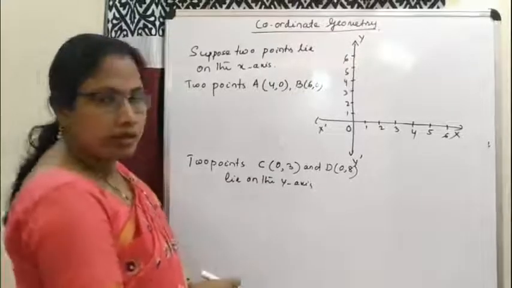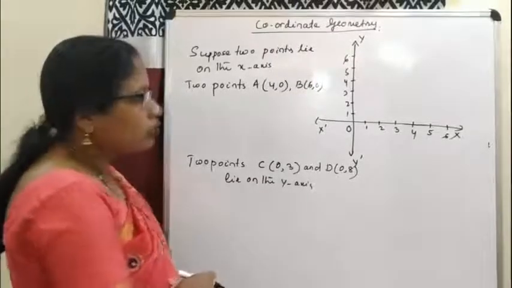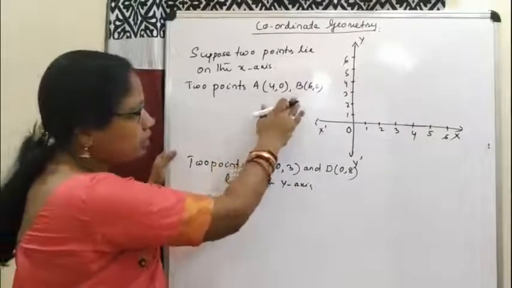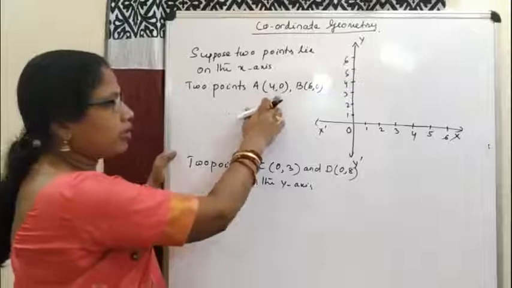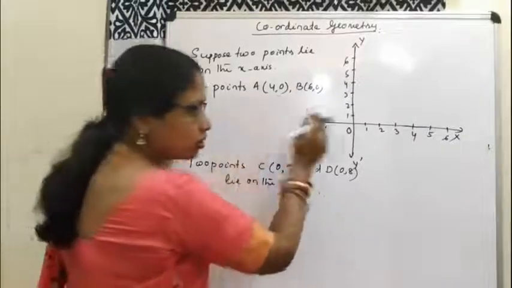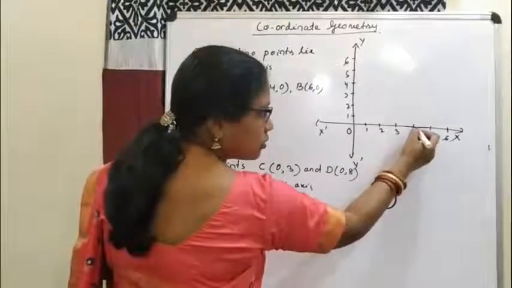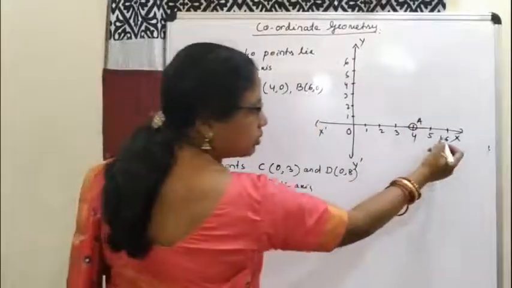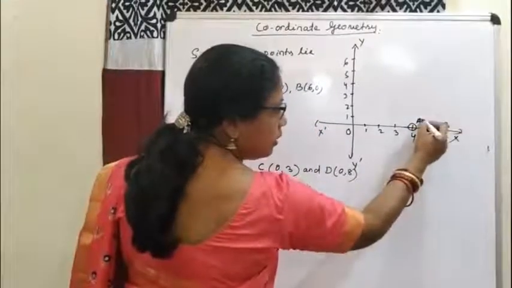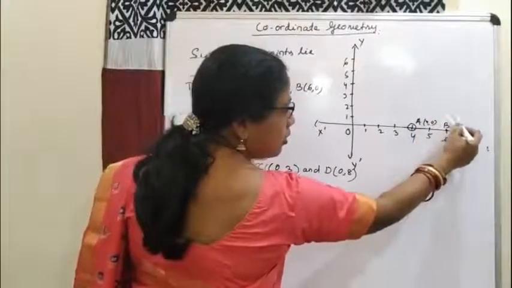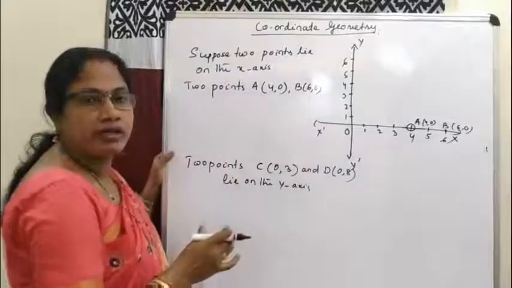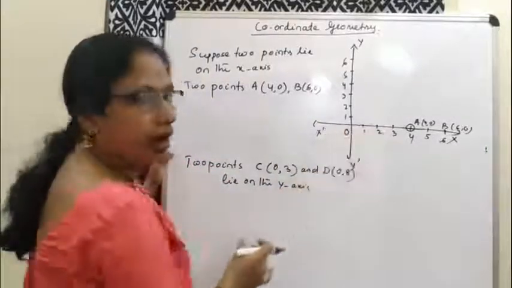Let us take another situation where 2 points lie on the x-axis. Here 2 points are given. A is a point having coordinates 4, 0. So this is point A. And B is 6, 0. So this is point B. So we have to find the distance between A and B.